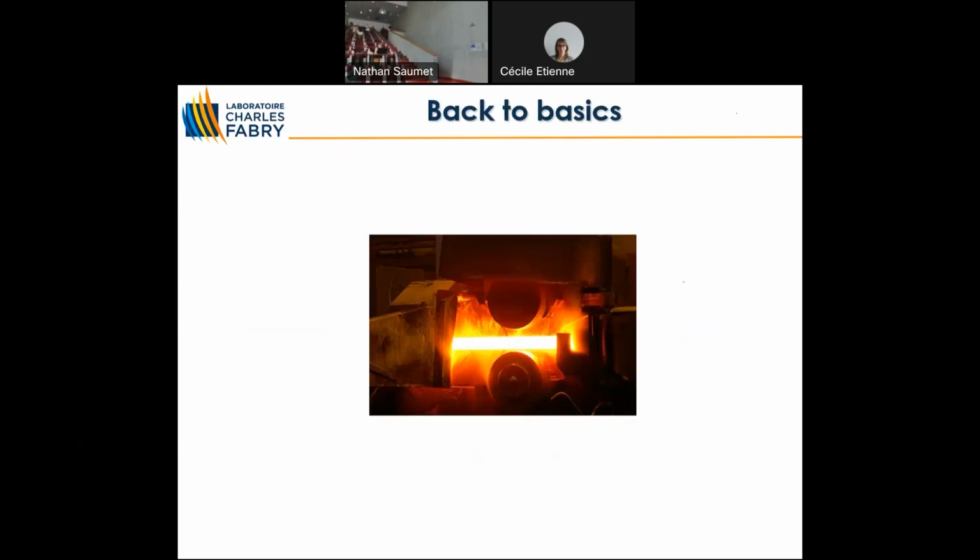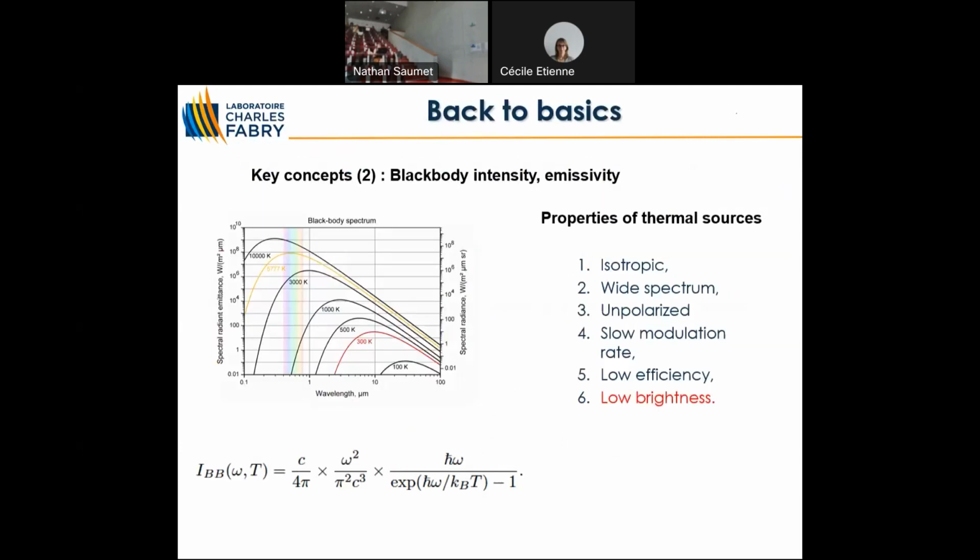You cannot turn this on and off, as you do with a laser, to transmit information and modulate the intensity. If you turn it off, you wait for a few seconds until it cools down, and maybe more than that. So the rate of modulation is very slow. So those are all the well-known properties of incandescent sources. Isotropic, wide spectrum, unpolarized, low modulation rate, low efficiency. You know that incandescent light bulbs have been banned from the European market because efficiency is low. And of course, low brightness.